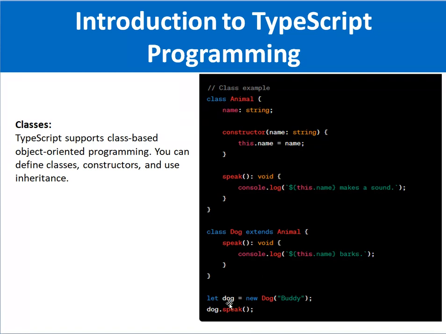So once we create the dog object from Dog, okay, buddy, and we call dog.speak, it will call this method of the Dog. Why? Because see, this is the inherited class and it has its own method of speak. So when I call dog.speak, it will call this method. So this is called the concept of inheritance.